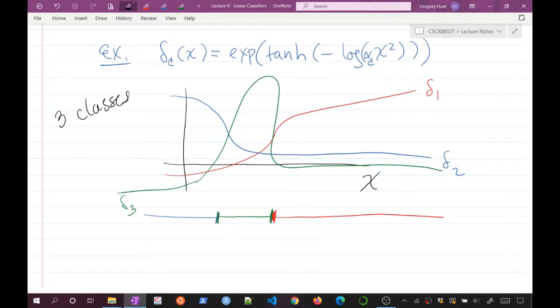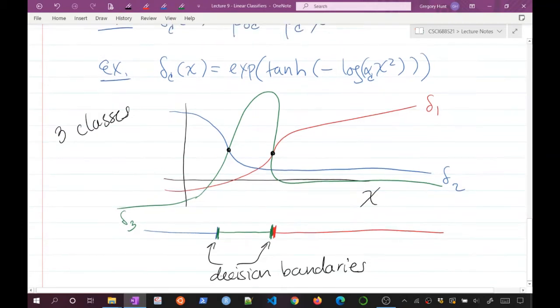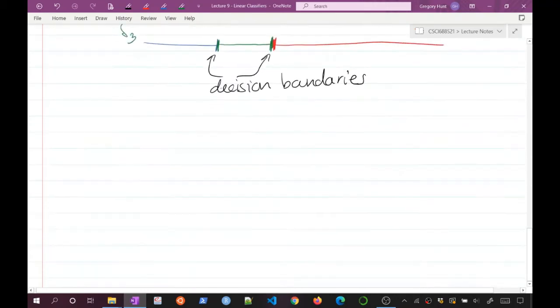Cool. These points here where I change from predicting blue to predicting green to predicting red are called decision boundaries. They're the boundaries where I change my decision. It's one way of thinking about them. And they're exactly where I have intersections between my discriminant functions, between my delta functions. Okay, so that's a one-dimensional picture.